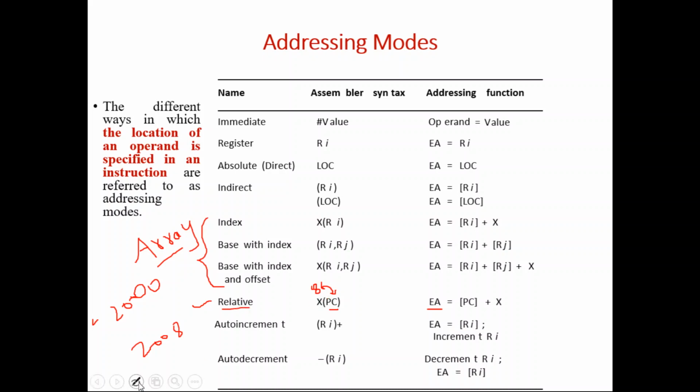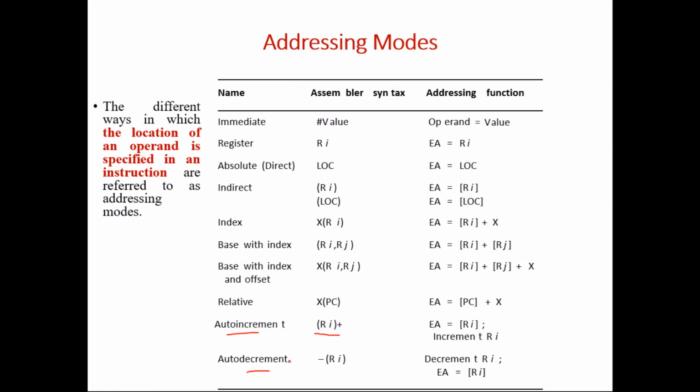And then there is something called auto increment and auto decrement, which is similar to post increment and pre decrement in C or Java. So auto increment is post increment, whereas auto decrement is pre decrement. So these are the various addressing modes in brief. Let us discuss in detail how all these addressing modes work.